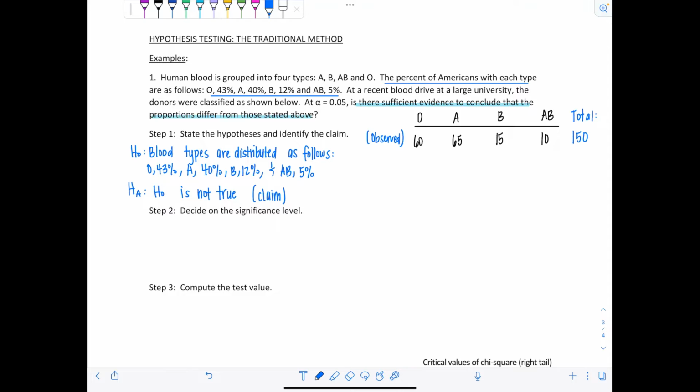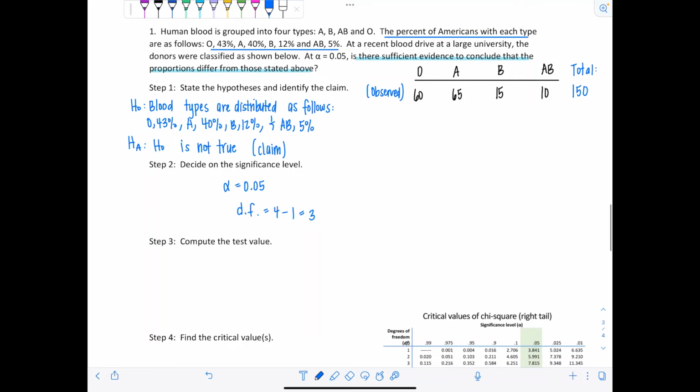All right, decide on the significance level. Well, they told me alpha equals 0.05. And also notice there's 4 categories, 4 blood types, so degrees of freedom is going to be 4 minus 1, which is 3. And then next we have to compute the test value. So remember, the test value formula: chi-square is the sum of observed minus expected, squared, divided by expected. And I have all the observed values right here.